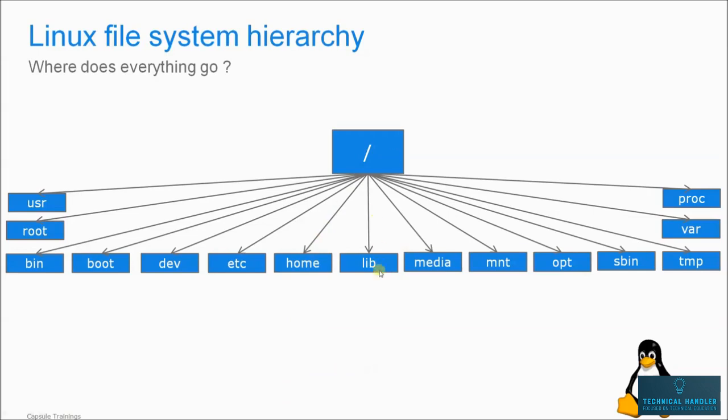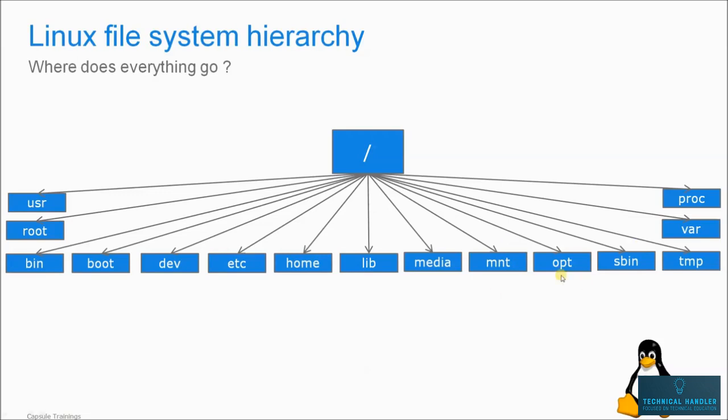We have /lib. The /lib directory includes some shared libraries to be used amongst the executables, the binaries, and it also includes some kernel modules. A kernel is actually the heart and core of the Linux system. The /media is a mount point for removable devices, removable media like USB sticks, for example. And the /mnt is a generic mount point that can be used to temporarily mount a file system.